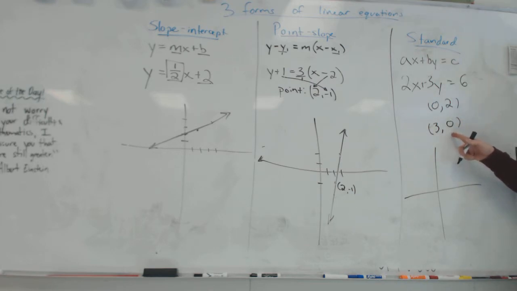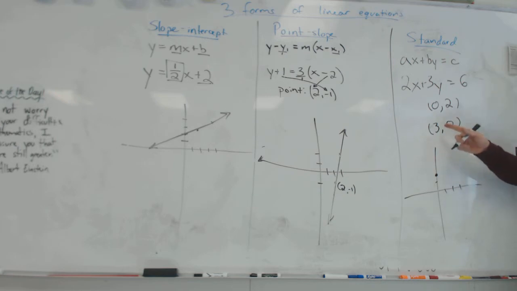The really important thing to remember about this form, my point is not 3 comma 2. Right? That's the most common mistake I see people make. They try to do this really fast and they go, x is 0, y is 2, y is 0, x is 3, so 3 and 2, and then they put a point at 3, 2. No, not at all. When x is 0, y is 2. So the point is right on the axis.